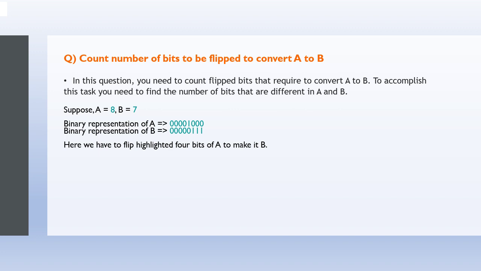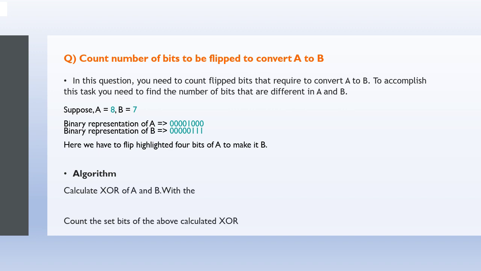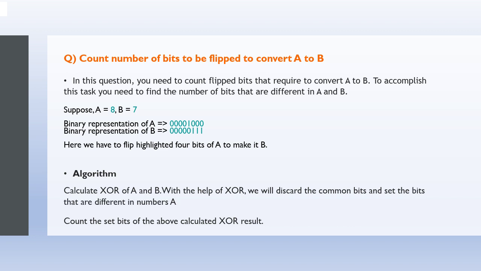The algorithm is very simple. Calculate the XOR of A and B. With the help of XOR, we will discard the common bits and set the bits that are different in numbers A and B. Count the set bits of the above calculated XOR result. We'll see in a small code. So count flip bits. So I repeat, calculate the XOR of A and B. We will discard the common bits and set the bits that are different in numbers A and B. Count the set bits of the above calculated XOR.